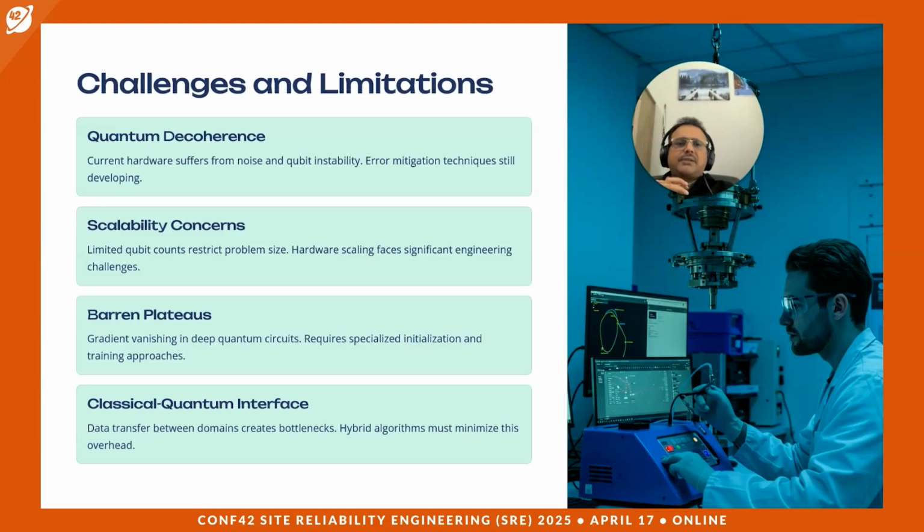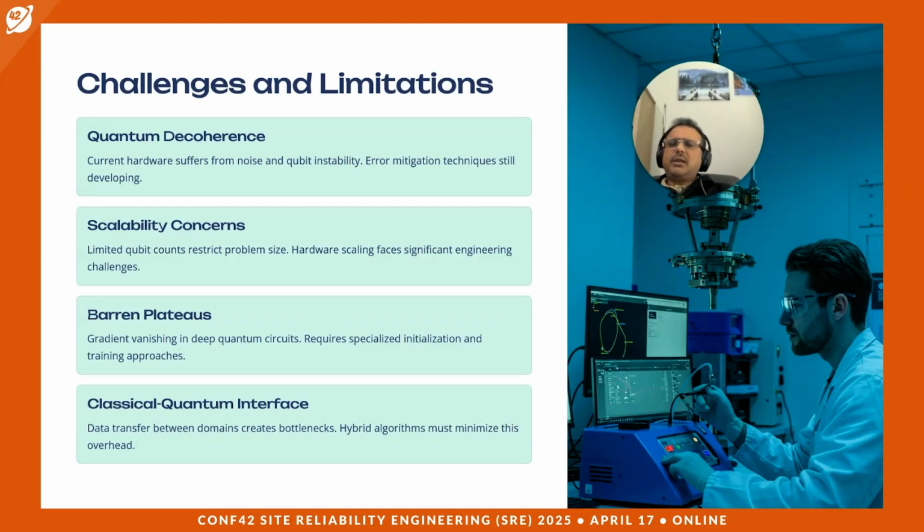Despite the fact that we have made qubits much better than before, they still suffer from instability, and error mitigation techniques are still a work in progress. Scalability is one issue, and barren plateaus are a critical training problem in quantum machine learning (QML), specifically in training PQCs, parameterized quantum circuits, using gradient-based methods.